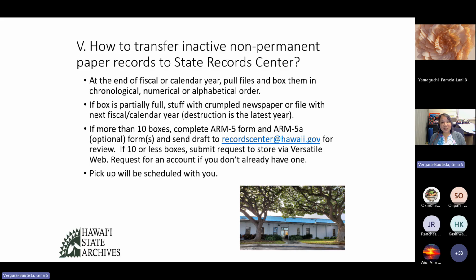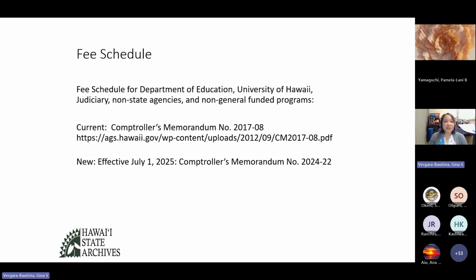If you're sending 50 or so, maybe 100, we can ask you to send it to us via Young Brothers. We will pick it up from here and pay for it when we get those records. Okay, we do have fee schedules for non-general funded agencies, and agencies like the Department of Education, University of Hawaii, and Judiciary, who are storing some records here, and non-state agencies, of which we have a few.